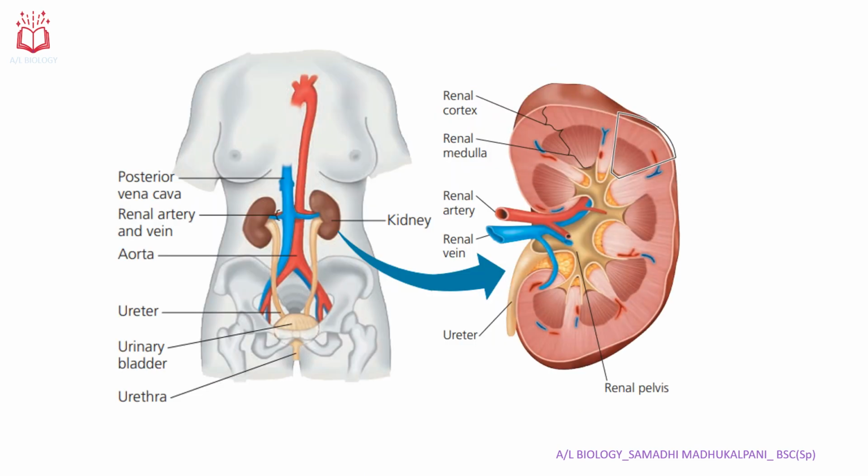Urine is collected into the renal pelvis through the collecting ducts, then enters the ureter, and from the ureter it comes into the urinary bladder, where urine is temporarily stored, and from the urethra urine is removed from the body.